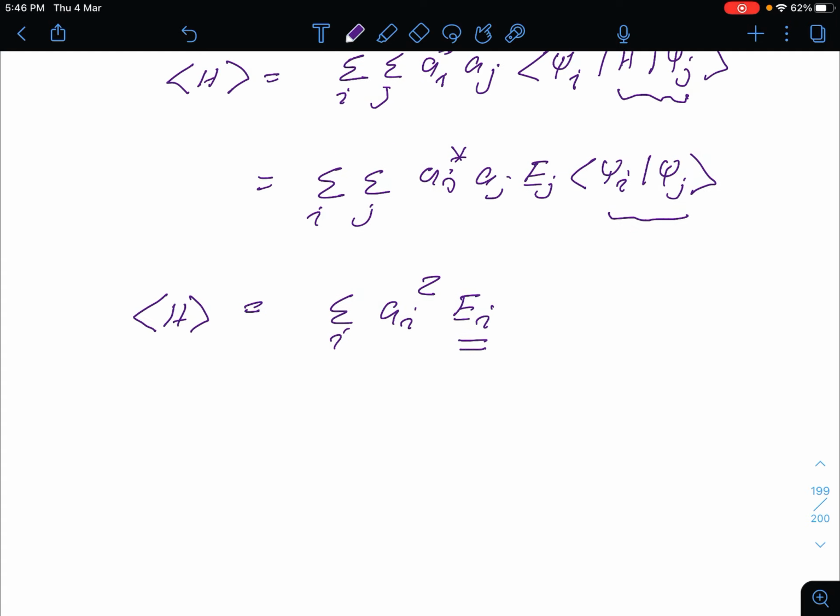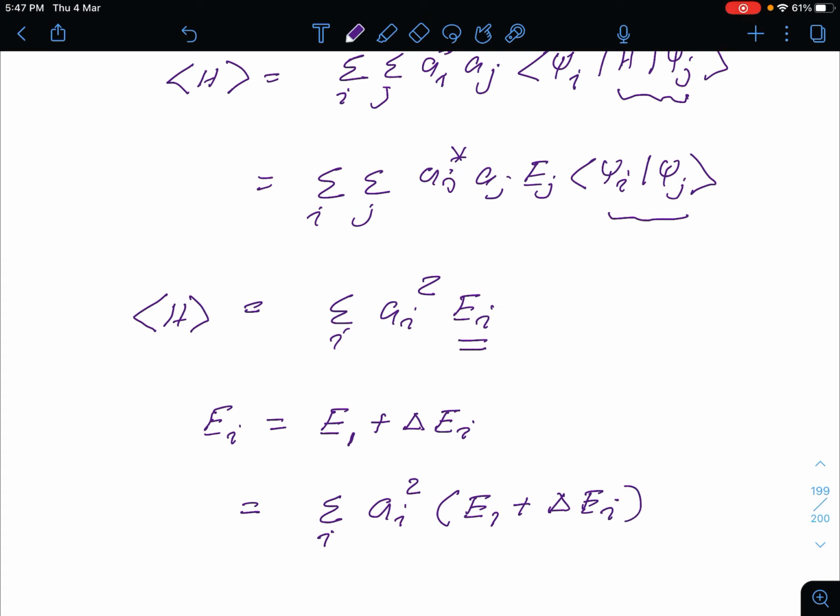Now let us say E_i, the ith state energy, I can write as E1, which is the ground state energy of course, plus some delta E_i. No problem. So putting that back into the equation, the sum over i of a_i squared E_i is equal to E1, the ground state energy, plus some delta E_i. Clear?